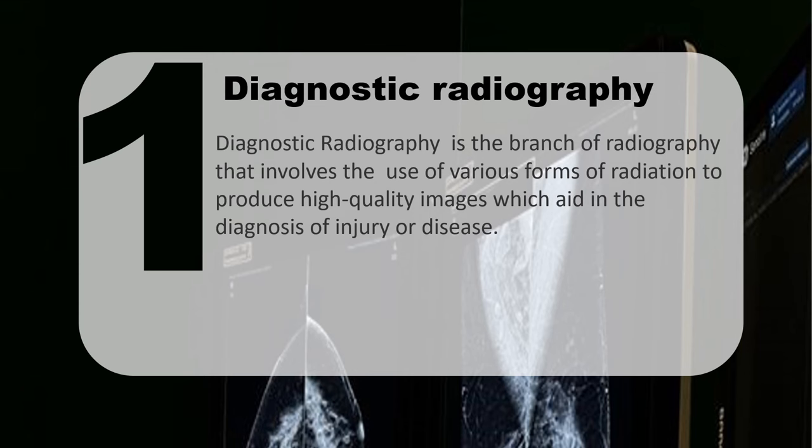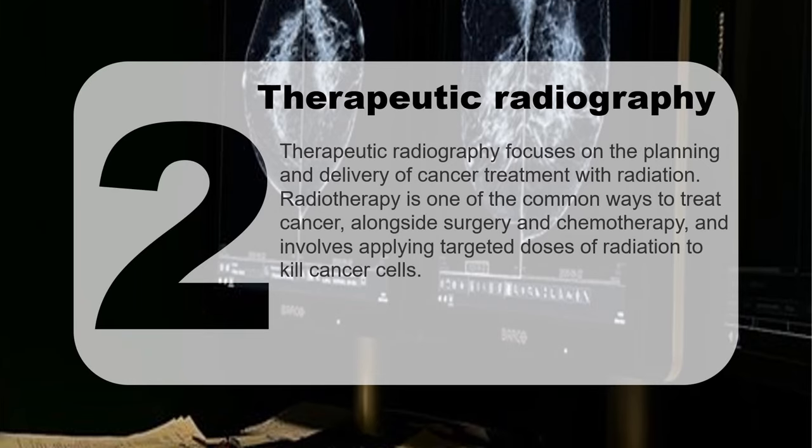The next one we'll be talking about will be therapeutic radiography. Again, looking at the root word, you'd find that therapeutic, anything therapy, pertains to treatment. So you would have physiotherapy. Anything therapy involves treatment. So basically, therapeutic radiography is that branch of radiography that focuses on the planning and delivery of cancer treatment with radiation. So therapeutic radiography mainly focuses on cancer patients, and you would find this branch of radiography in the oncology department of hospitals.